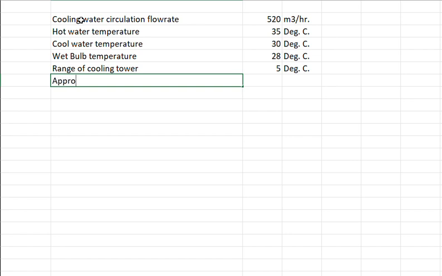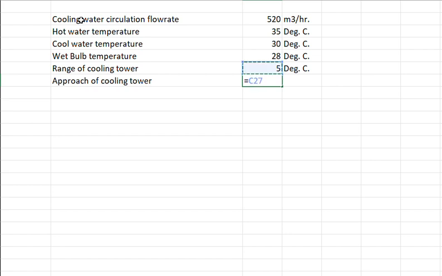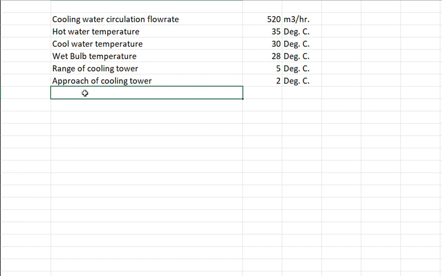Then another parameter is the approach of the cooling tower. What is the approach of a cooling tower? Sometimes this is also asked during interviews or in examinations. Approach is basically the difference between the cool water temperature minus the wet bulb temperature. This gives us an idea about the effectiveness of the cooling tower. Then how do we check the effectiveness of the cooling tower?